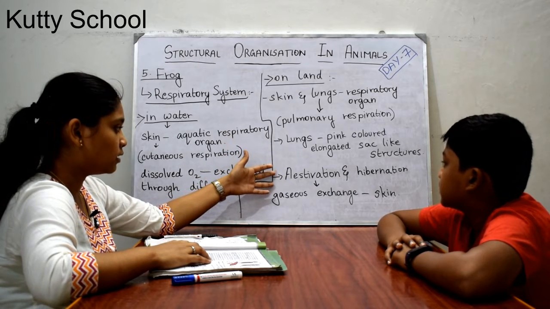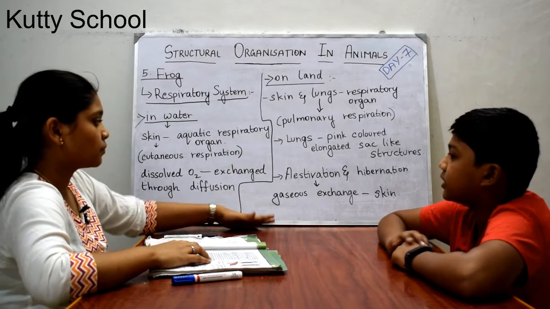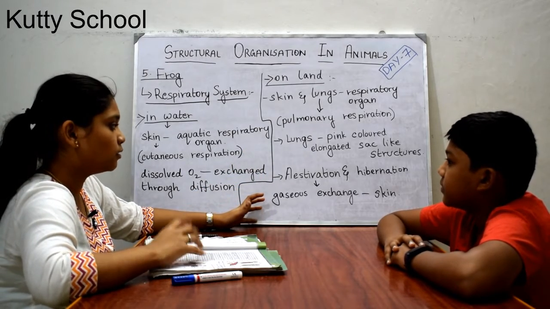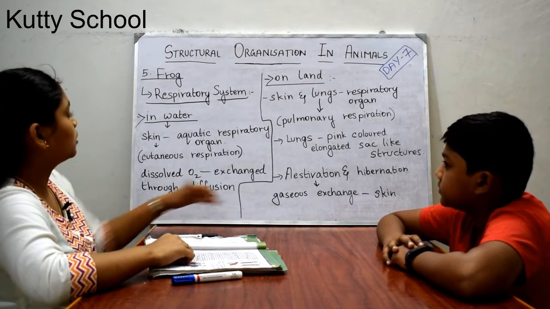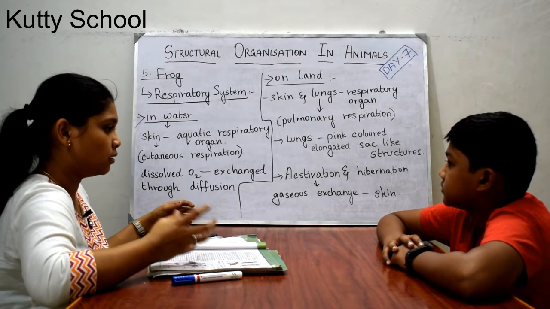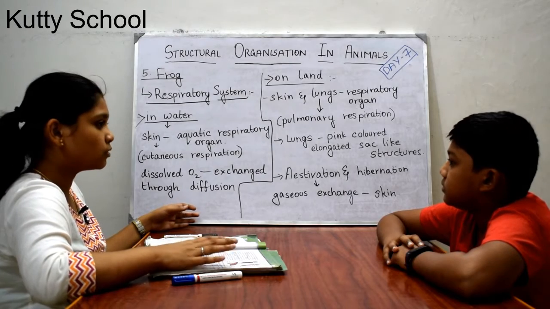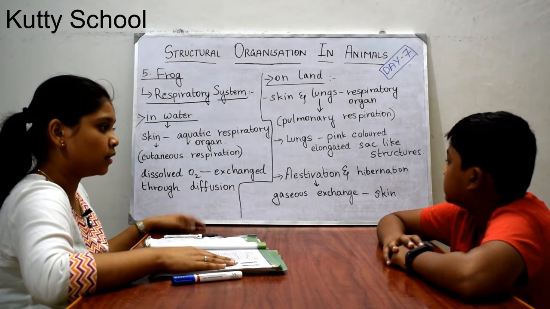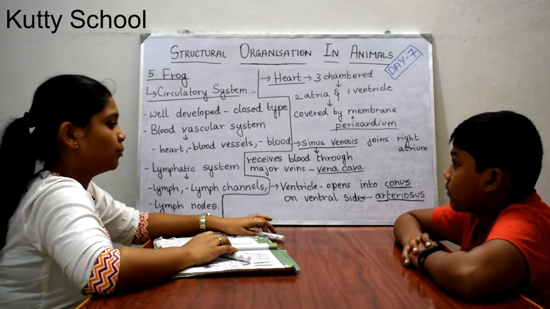When frogs undergo both summer sleep and winter sleep, they breathe through the skin and do their gaseous exchange through the skin. This is cutaneous respiration. So this is the respiratory system in frogs, how they take oxygen into their bodies. Next we are going to see the circulatory system in frogs.